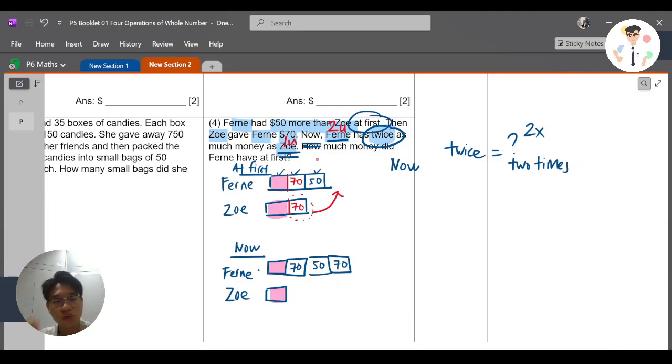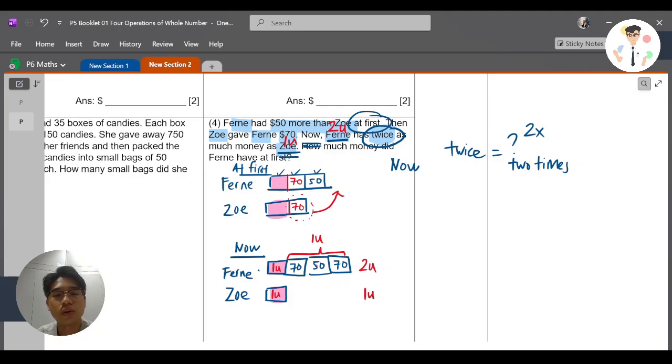So 2 units, then Zoe will have 1 unit. Look at here. If Zoe has 1 unit, Fernie will have 2 units. Teacher, this is 1 unit. Then here is 1 unit. Then here is 1 unit. Pink color is the same, right? So it means that here is also 1 unit. Okay? 1 plus 1 equals 2. So it means that this is 1 unit? Yes, that is actually 1 unit.